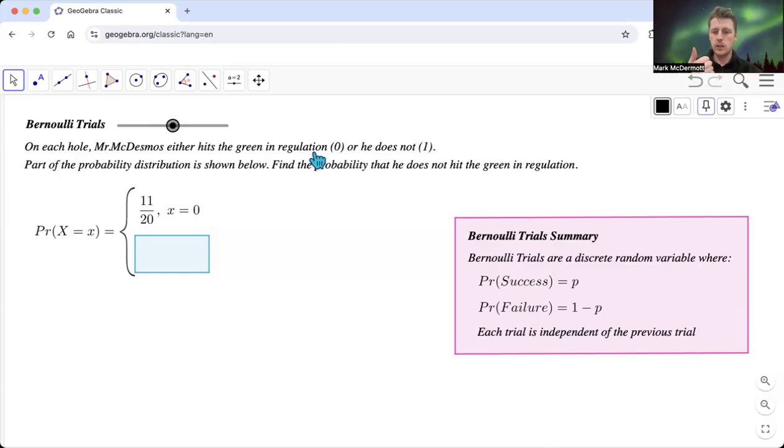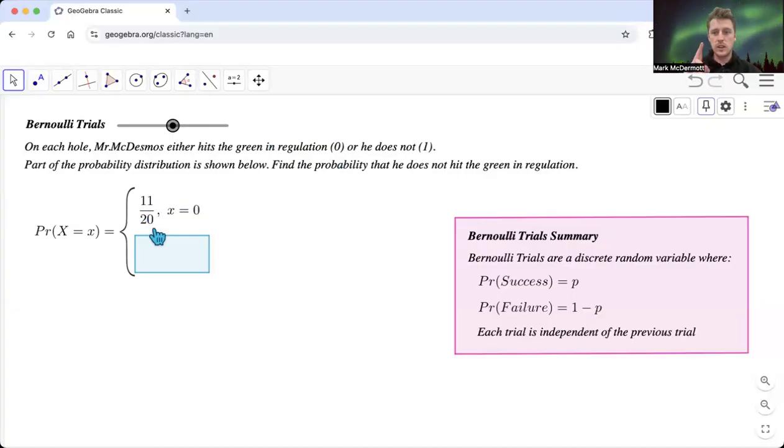So you either hit the green in regulation or you don't. It's what we call a binary variable. It either happens or it doesn't. So this is the probability distribution here. What's the probability that I do not hit the green in regulation? Well, we can see that the probability that I do hit the green in regulation, I mean Mr. McDesmos, is 11 on 20. That's when X equals 0, because we said hitting the green in regulation, we're going to call 0. So 11 on 20, just over a 50% chance of hitting the green in regulation.